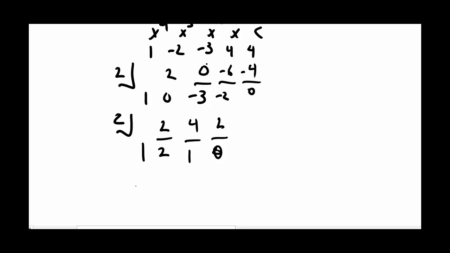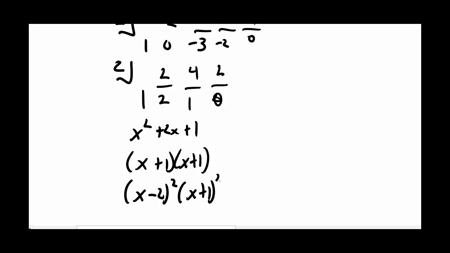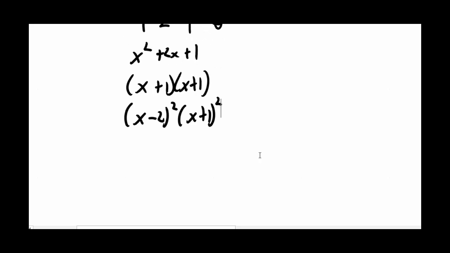And then this thing translates into x squared plus 2x plus 1. And then I just want to factor that. So once we get down to a quadratic, then we're going to use our factoring skills. So that actually factors into x plus 1 and x plus 1. So this thing in factored form is x minus 2 squared and x plus 1 squared, which means we've got 2 multiplicities.